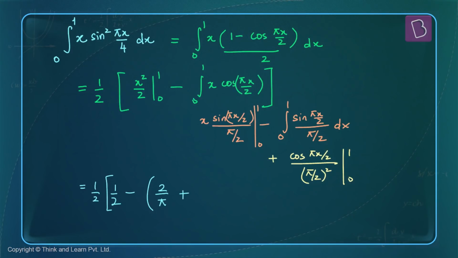Then you have plus, well, cos. When you put in the value of 1, you're going to get cos of 1 times pi by 2. That's going to be cos pi by 2 divided by pi by 2 the whole square. That will vanish completely to give you a 0. So you have to actually consider 0 minus. When you put in the value of 0, you get cos 0. Cos 0 is 1. So you actually have 2 by pi the whole square there.